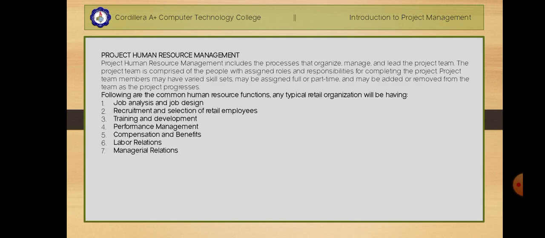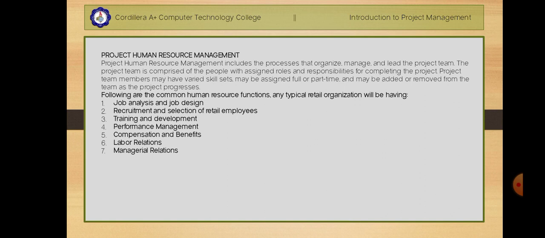Okay, so next we have Project Human Resource Management. Project Human Resource Management includes the processes that organize, manage, and lead the project team. The project team is comprised of the people with assigned roles and responsibilities for completing the project. The project team members may have varied skill sets, may be assigned full or part-time, and may be added or removed from the team as the project progresses.